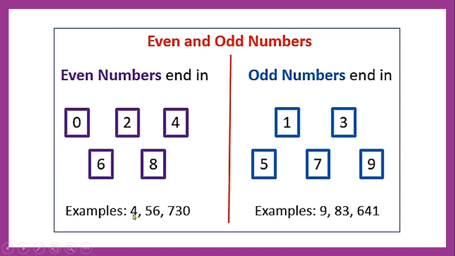Now look at the number 4. Is it even or odd? As you can see, the 4 is even. So this number will be even. The next number is 56. Now look at the first number, 6. As you know, 6 is an even number. 730. Now look at the 0. 0 is an even number. Now look at the examples for odd numbers. Look at the number 83. The first number is 3. This is an odd number. 1 is odd, 9 is odd.